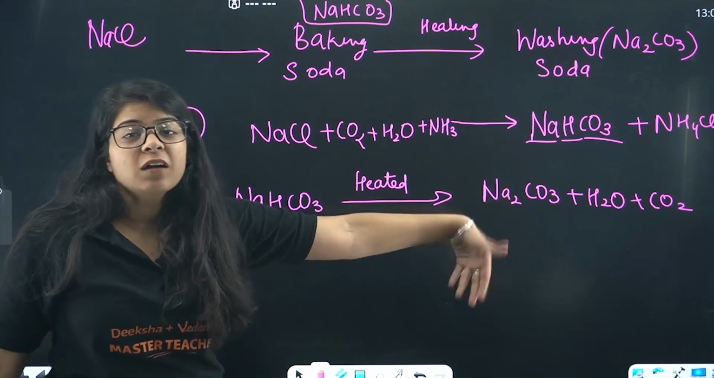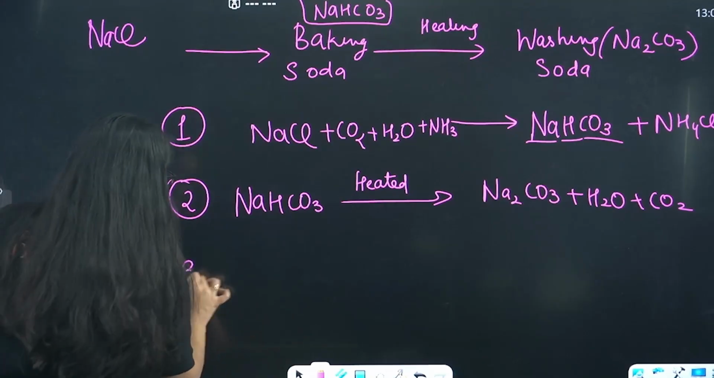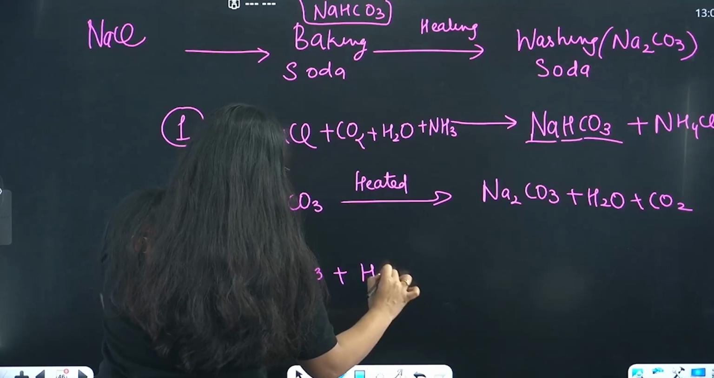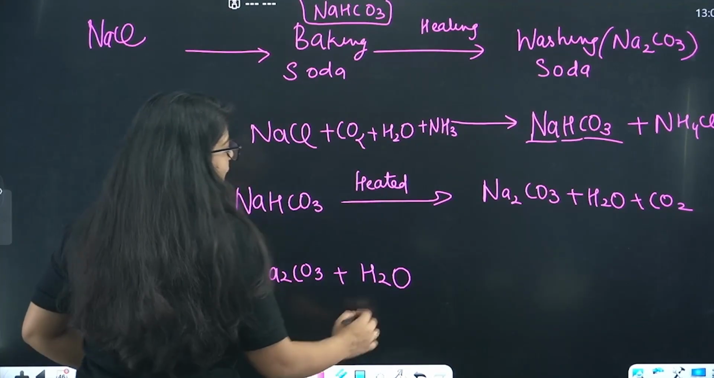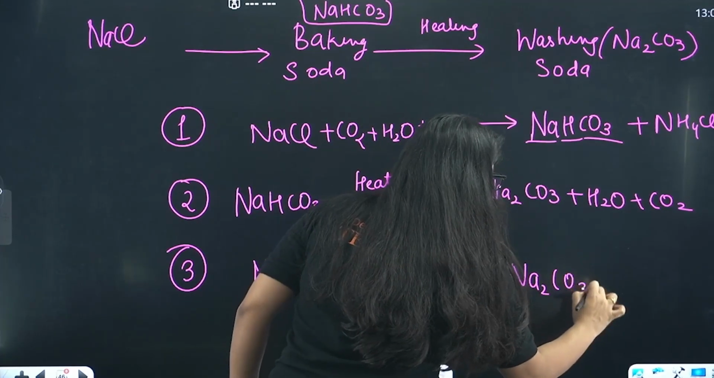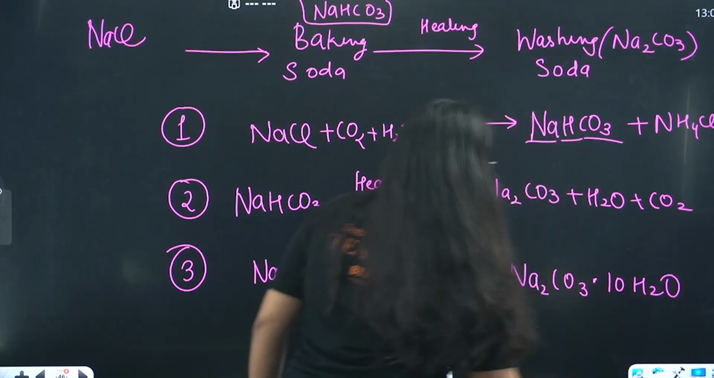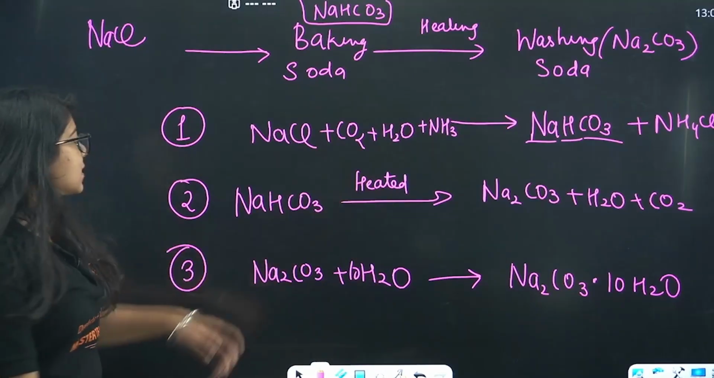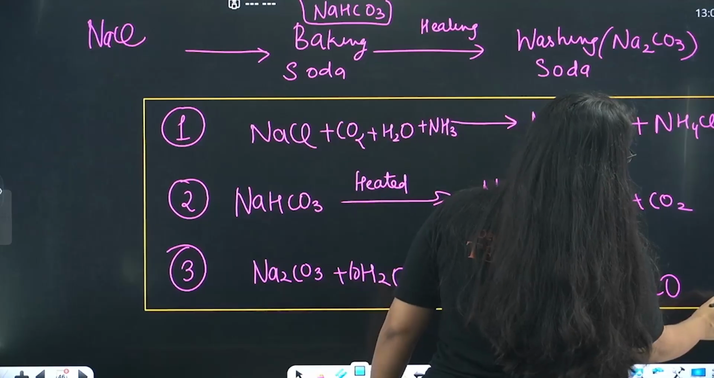Now, washing soda has 10 molecules of water. So there is a third equation as well. So Na2CO3 plus water. You have to take care of the balancing. I have taught you balancing so many times. Okay. So Na2CO3 plus water will give you Na2CO3.10H2O. It will simply absorb the water. Just write 10 here and it's balanced. Done. This is the whole reaction for your formation of washing soda.